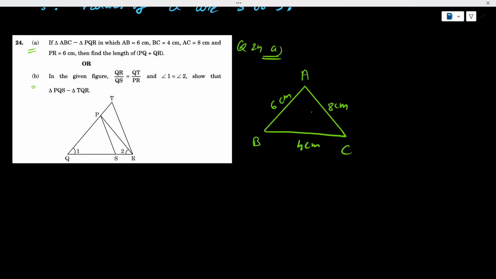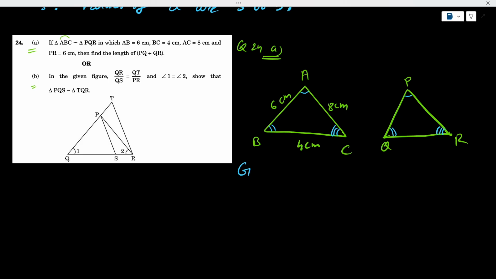Then PR is given as 6 centimeter. PR corresponds to AC, so it has to be smaller than this, because you know that the corresponding side of AC is PR. So A to P, B to Q and C to R. Because they are similar, the corresponding angles will also be equal. Correspondence is very important, whether you take congruency or similarity.